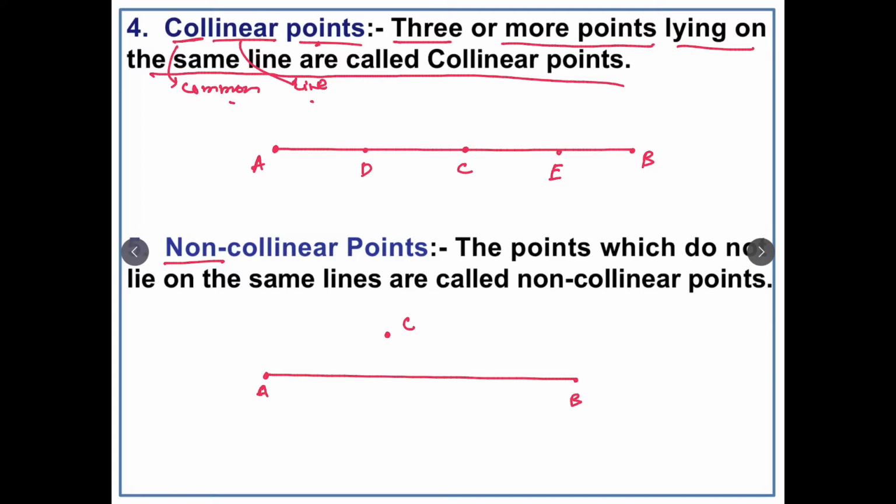Now you can see this point C is not lying on the line, so points A, B, C are not collinear because they are not lying on the same line. If you connect A to C, that will be a line like this, but it will miss out the point B.